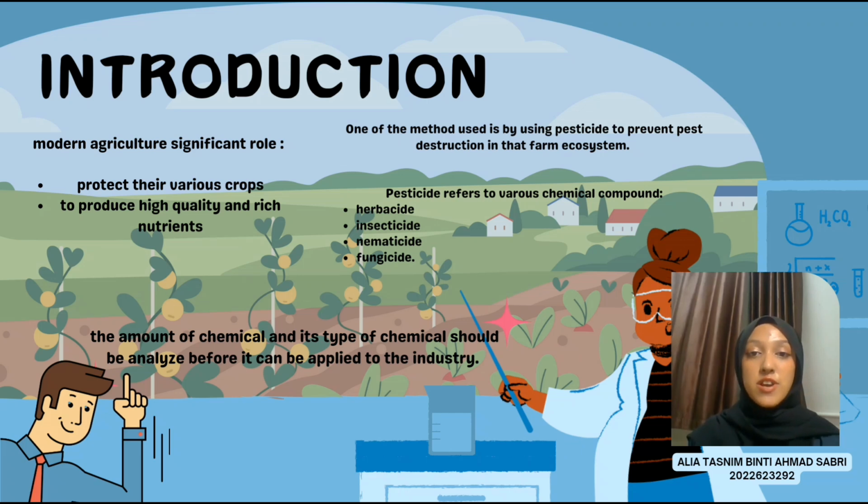Living in the technology era, modern agriculture has a significant role in protecting various crops to produce high quality and nutrient-rich produce. One of the methods used is pesticides, to prevent pest disruption in the farm ecosystem. Pesticides refer to various chemical compounds, for example herbicide, insecticide, nematicide, and fungicide. However, the amount and each type of chemical should be analyzed before it can be applied to the industry. So, this video will explain the chemical analysis of pesticide on vegetables.